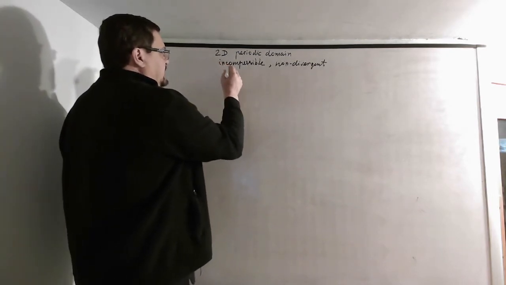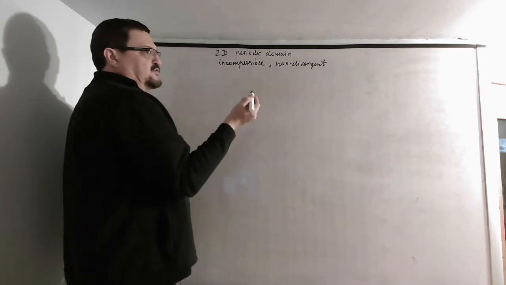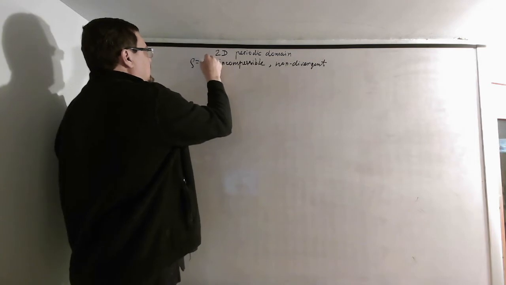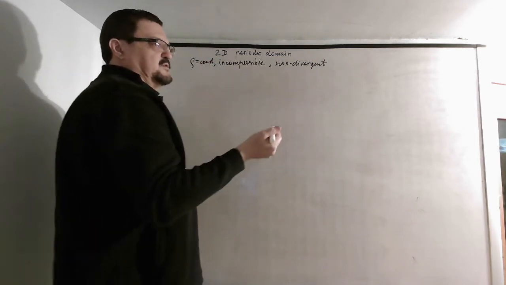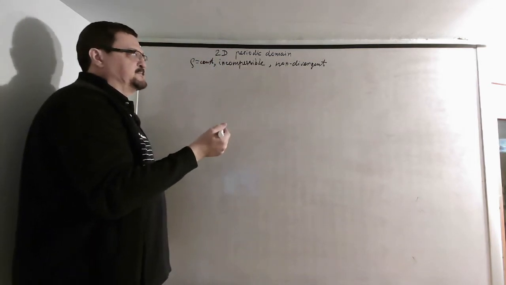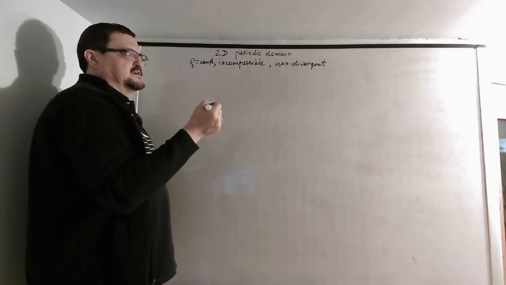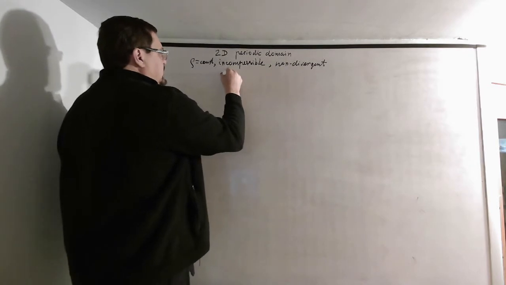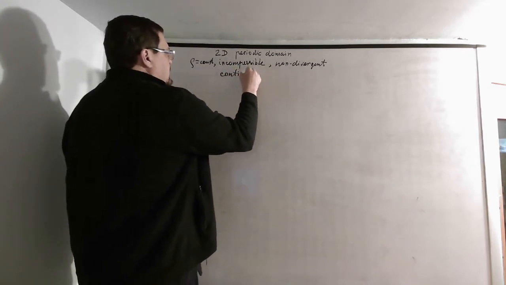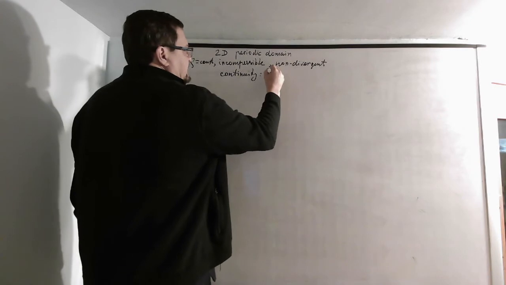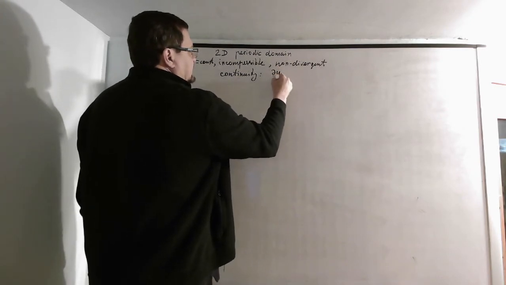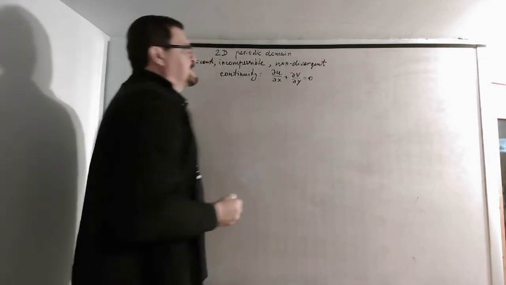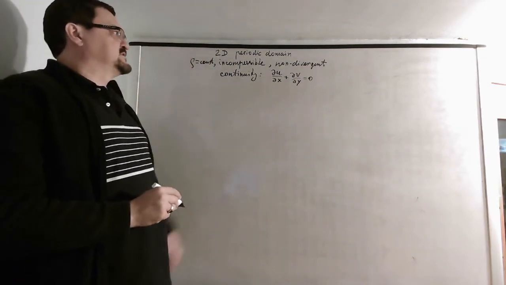So in that case, for the continuity equation, because d rho dt equals 0, rho is constant, then this term will drop out, and also rho can be taken out of the divergence. So our continuity equation will have a very simple form: du dx plus dv dy equals 0. So this is non-divergent flow.